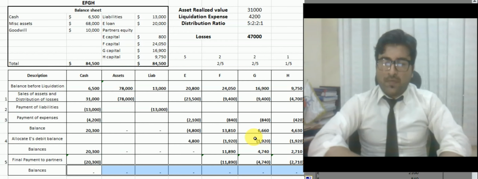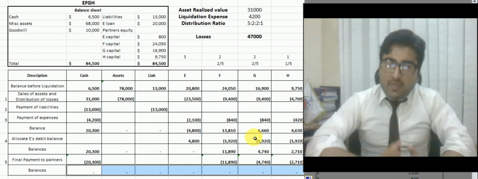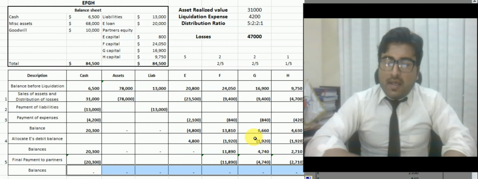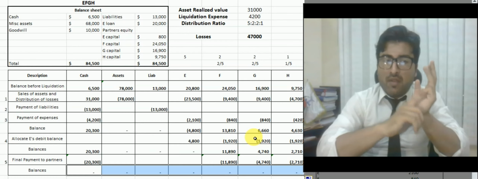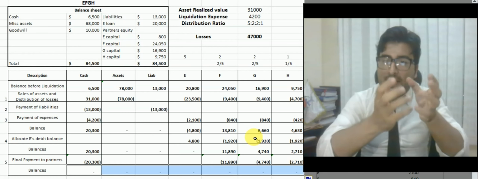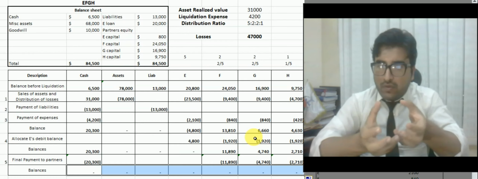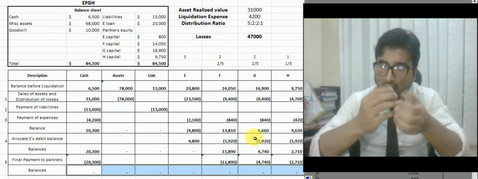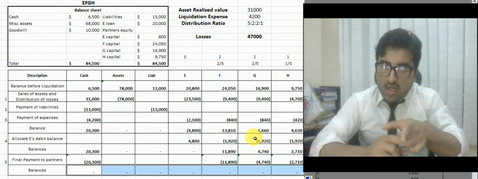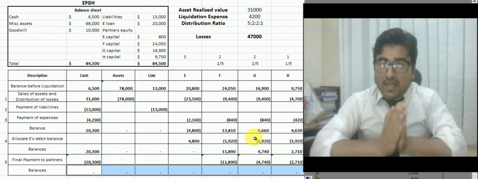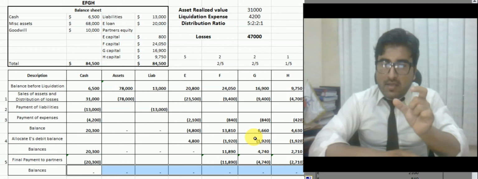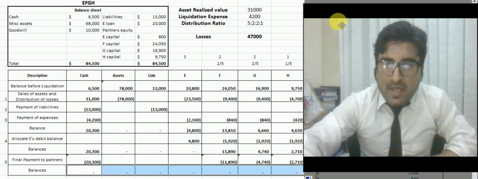wow, everything is 0. What do we mean by this? Simply it means we have 5 steps. Okay, in the first step we sold the assets and we realized a new value from the market, and there are losses. We have distributed the losses, and we have paid the liabilities, and we have paid the expenses, and then finally we allocated the balance of the E. Which balance? This E balance.